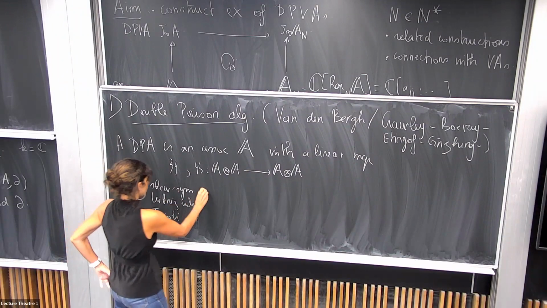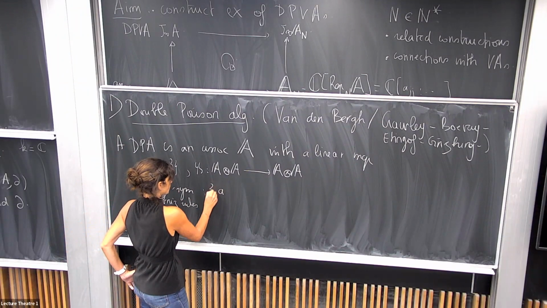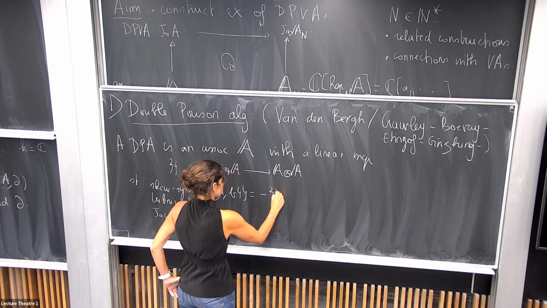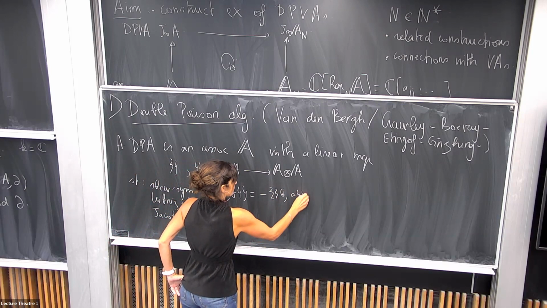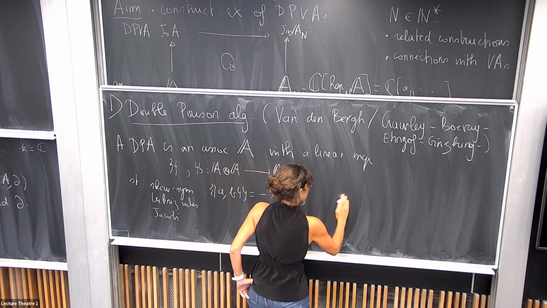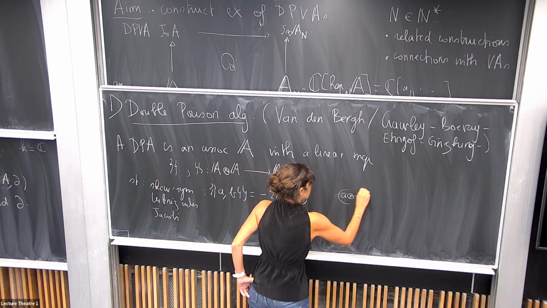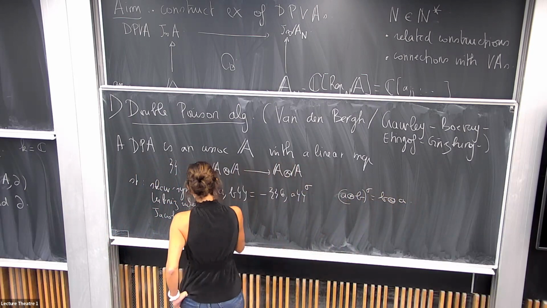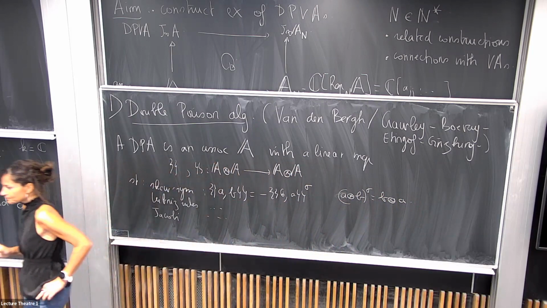For example, the skew symmetry is written as follows. You have that this is this, where this is the involution for the tensor product. I don't write the other axioms, but you can imagine.